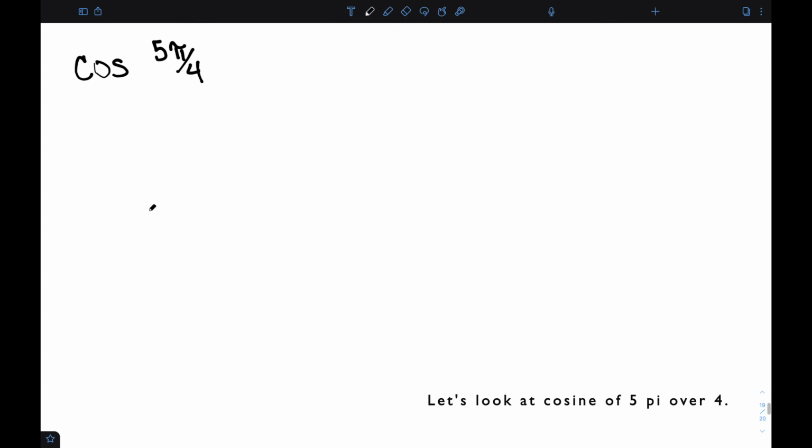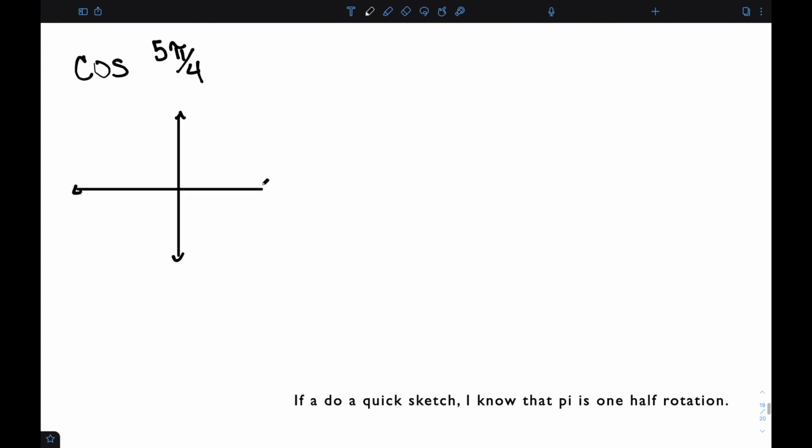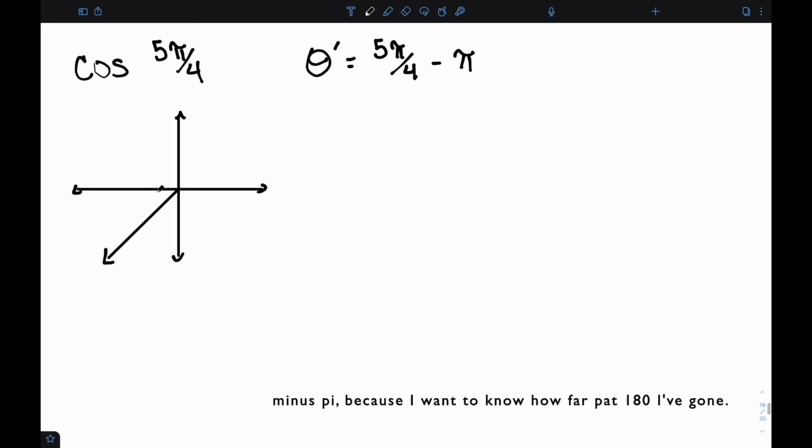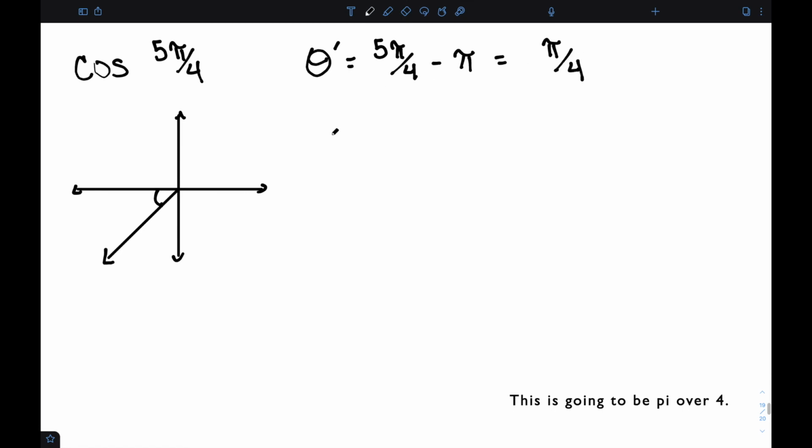Let's look at cosine of 5 pi over 4. Well, if I do my quick sketch, I know that pi is 1 full rotation, and I want a little bit more than that. I need 1 extra fourth. I actually want this angle here. So we're in the third quadrant. That means my reference angle is my initial angle minus pi, because I want to know how far past 180 I've gone. And this is going to be pi over 4.